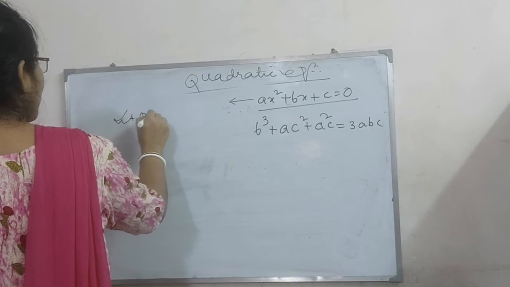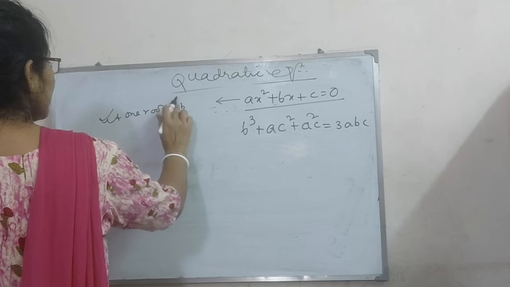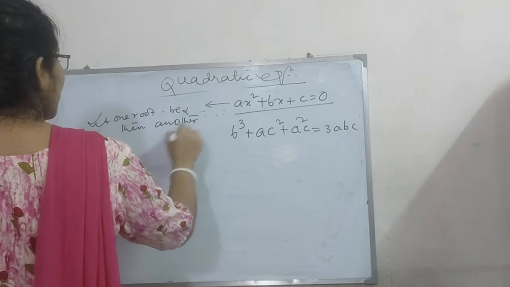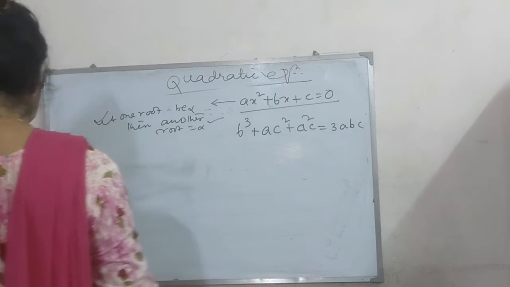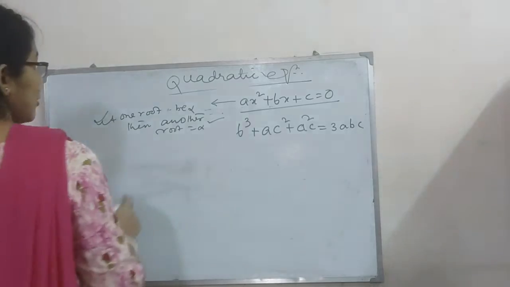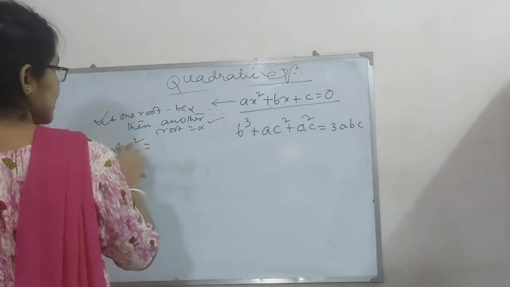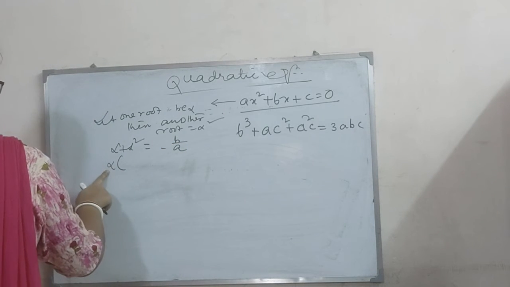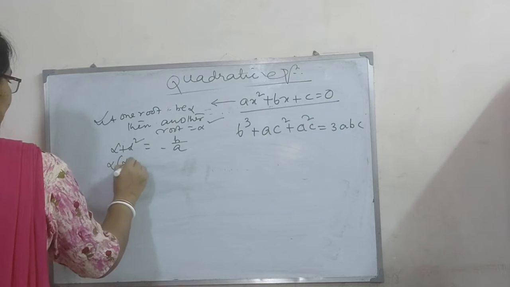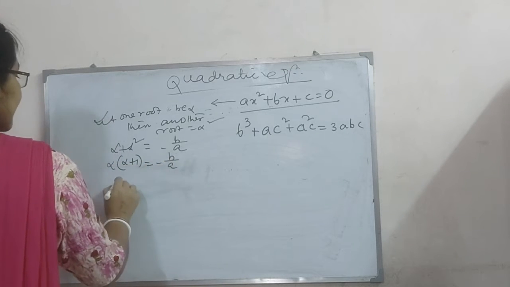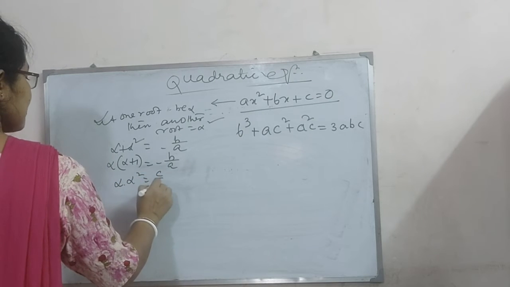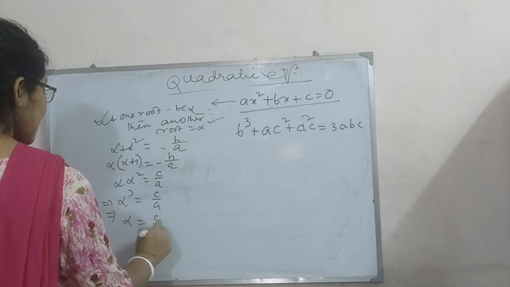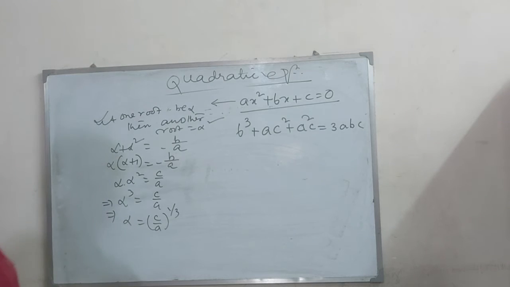Let one root be alpha, then the other root equals alpha square. So alpha plus alpha square, the sum of the roots, equals minus b by a. If I take alpha common, alpha into alpha plus 1 equals minus b by a, and alpha into alpha square equals c by a. So alpha cube equals c by a, and alpha equals c by a whole to the power 1/3.